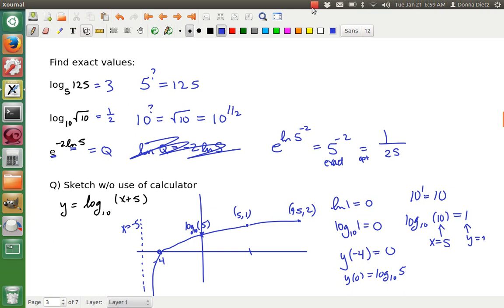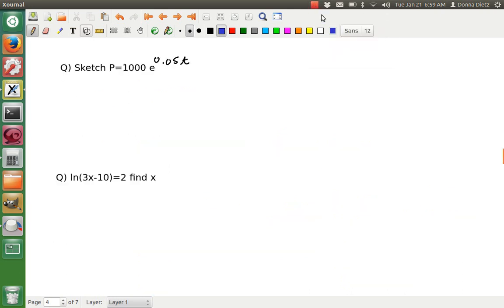And I'm going to pause for a second. Okay, moving right along. We want to do e to something. So what I see here is this 1000 is not going to change the shape of my plot, and this multiplier is not going to change the shape of my plot. I'm just going to plot e to the x, just like I normally do. And then all I have to do is change what's going on in this plot. So this is usually 1, but now it's going to be 1000.